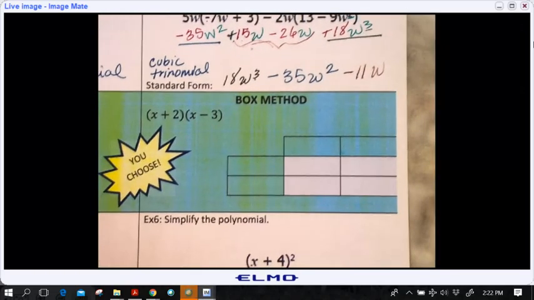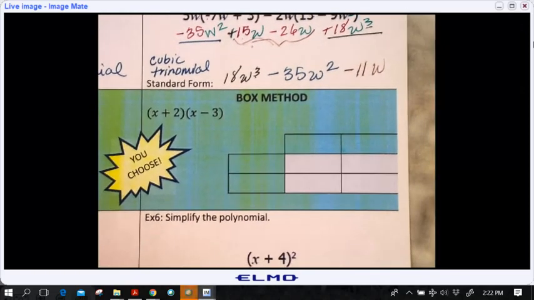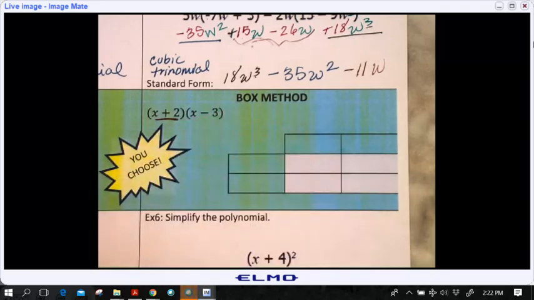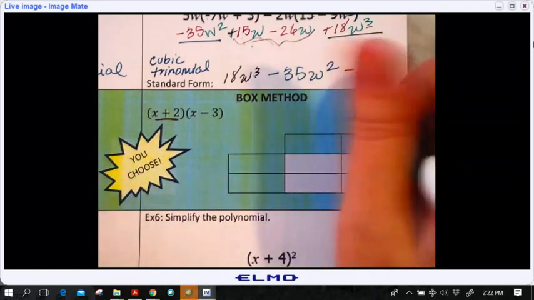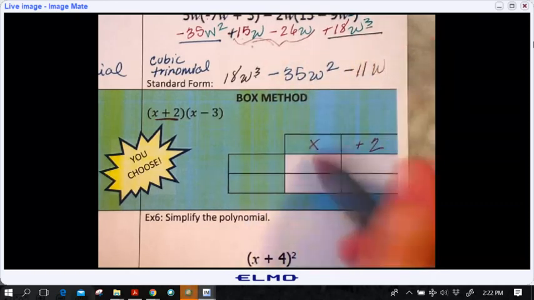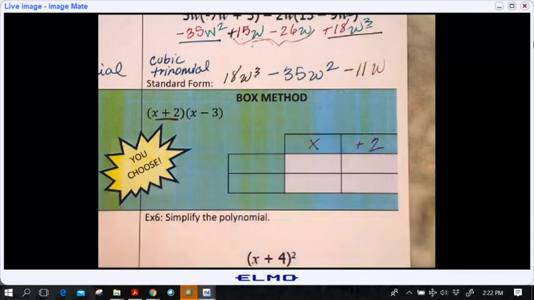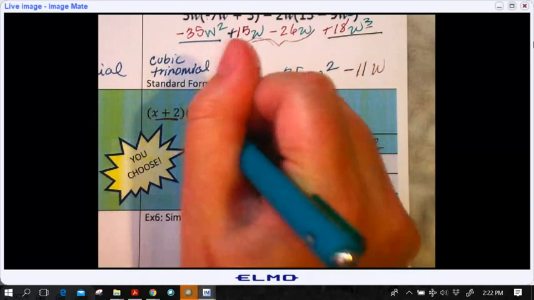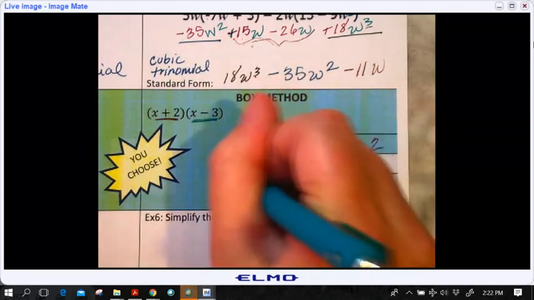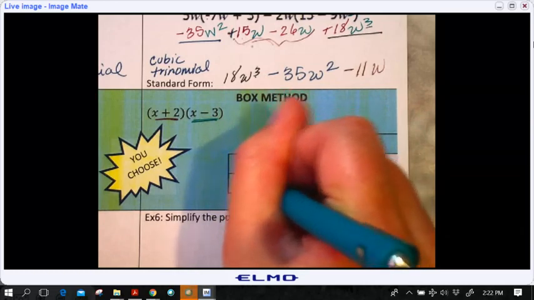All right, so here's the box method. So what I'm going to do this time is I'm going to set these up into the box method. So I'm going to take this very first binomial and I'm going to put it on the top. It doesn't matter where you choose to put it, top or the side, but we're separating these terms out. Then I will take this second binomial and I will put it down the other side. Okay.